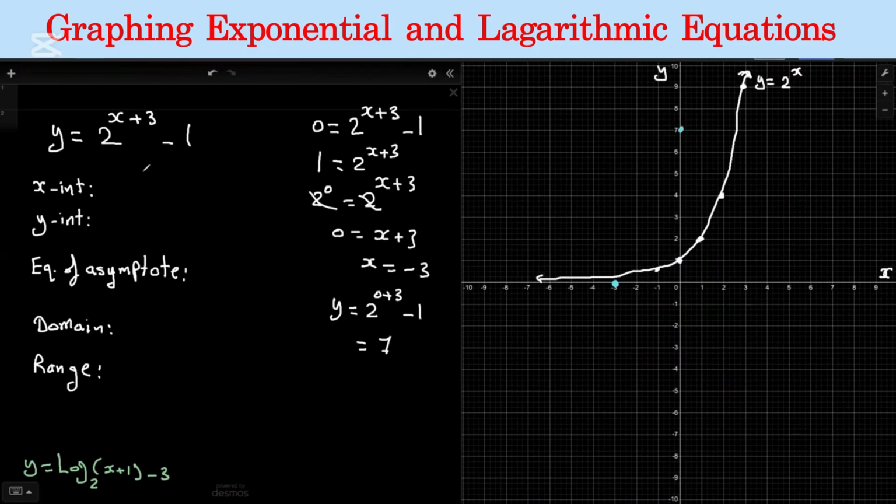Now, the equation of the asymptote is the x-axis here. So the only thing that's going to affect the asymptote is any vertical shift. And as we see, the vertical shift for this graph is going down 1. So that means this asymptote is going to go down 1. So I'm just going to draw an asymptote.